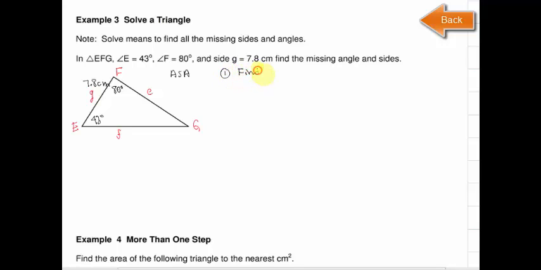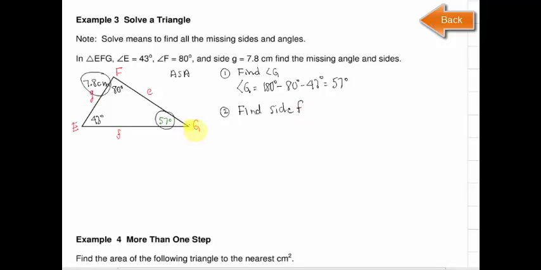So find angle G. You know that all your angles in a triangle add up to 180. So we're going to go 180 minus 80 minus 43, and we get that angle G is 57 degrees. So I'll put that on our diagram. And now we have an opposite side and an opposite angle. So we can either find side F or side E, it doesn't really matter. So I'm going to find side F.